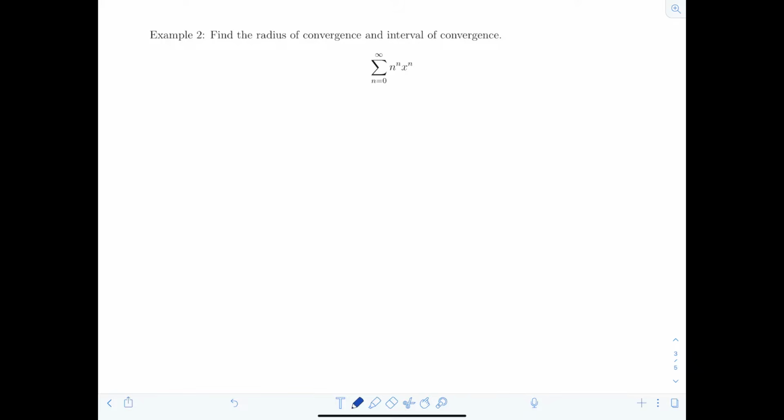Example 2, find the radius of convergence and interval of convergence for the sum n equals 0 to infinity of n raised to the n times x to the n. Well, when I see n being raised to the n, that seems like a good time to use the root test. Remember, for finding the radius and interval of convergence, most likely you'll either use the ratio or the root test. So let's use the root test.